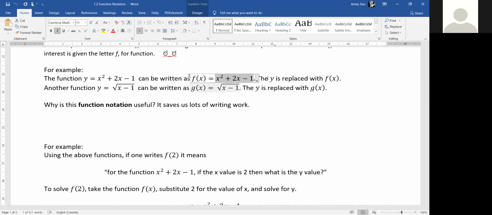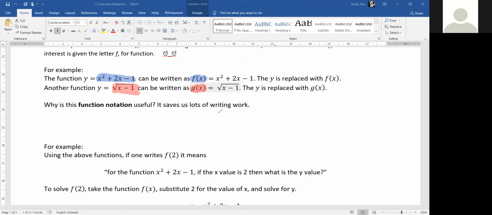Okay? So here's an example. I have two different equations. Let's call this blue, and we will call the other one red. The red one is going to be g of x, and the blue one is f of x. Here's why it's so useful.